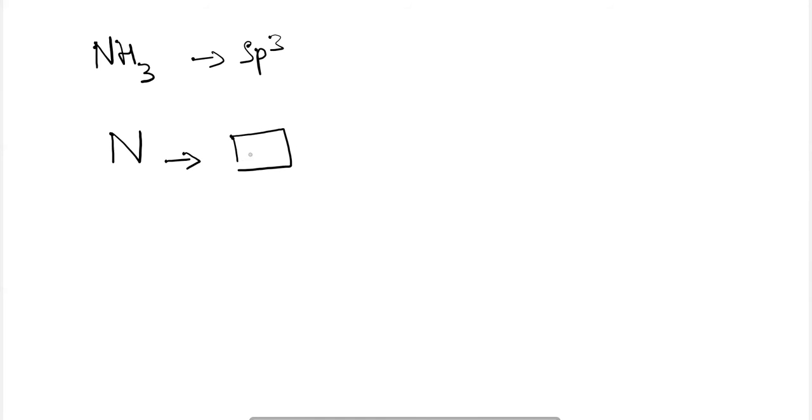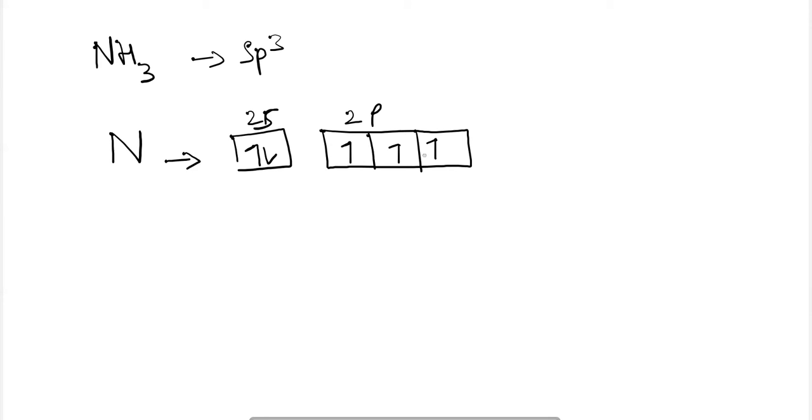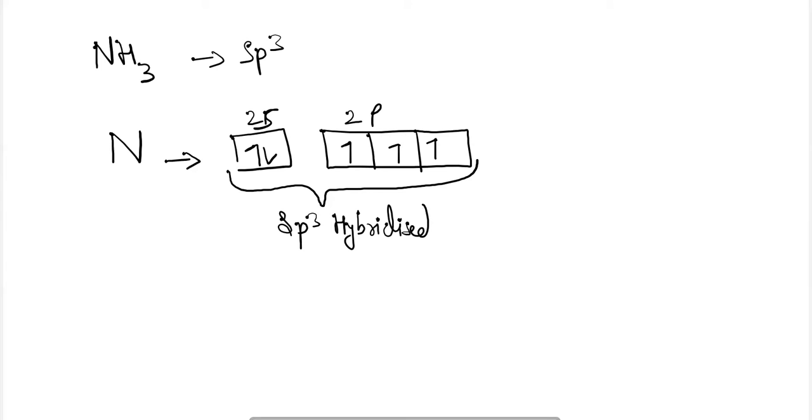Nitrogen's outermost shell has 2s2 2p3. But as we know that full-filled or half-filled, all types of orbitals collaborate with each other to form hybridized orbitals. Okay, they form hybridized orbitals. The sp3 hybridized orbital has been found out here.